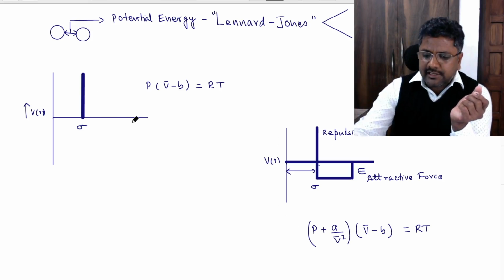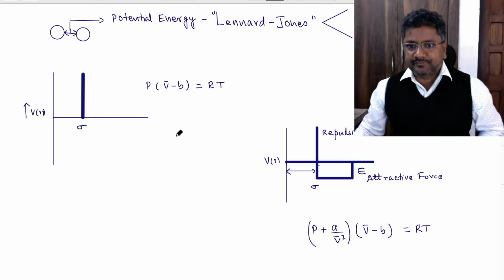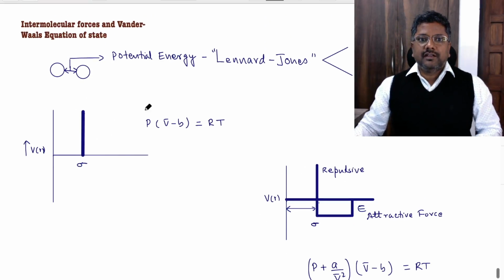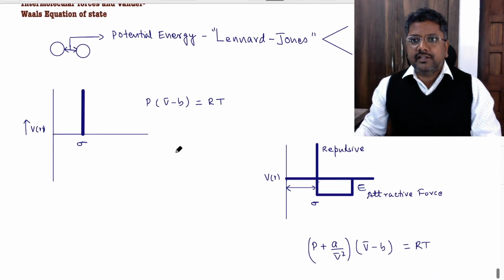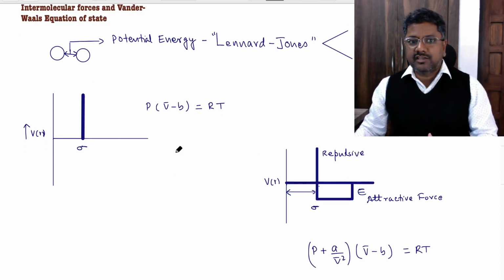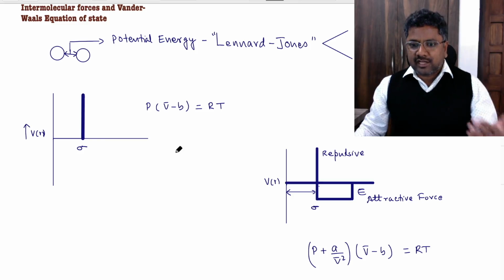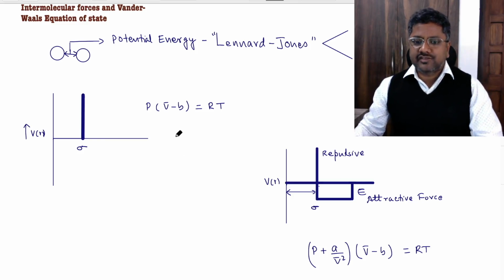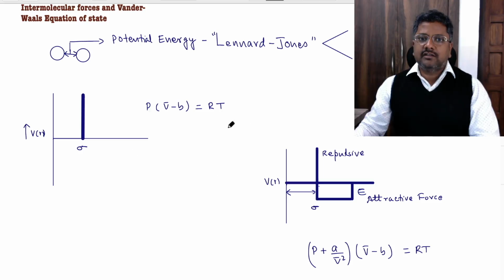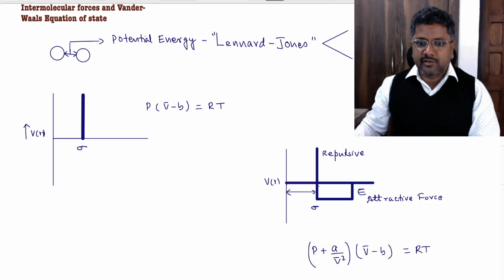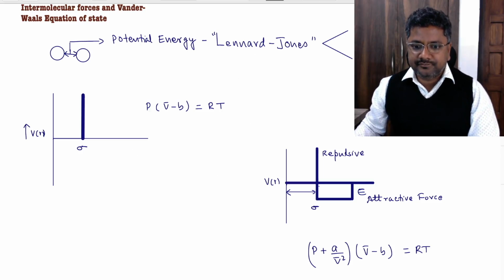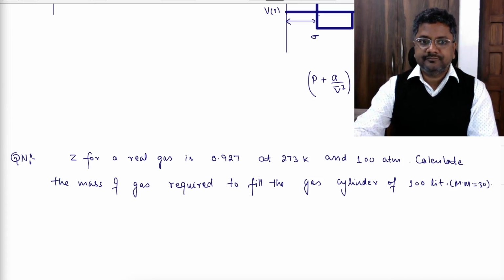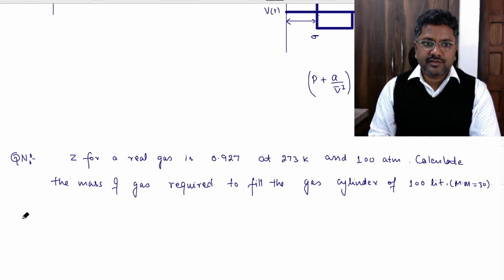So this is the interpretation of the van der Waals equation of state in terms of the force of repulsion and potential energy. This is just an interpretation; it is not required that you go through the Lennard-Jones equation and write and remember that. Okay, now see, this is a question.